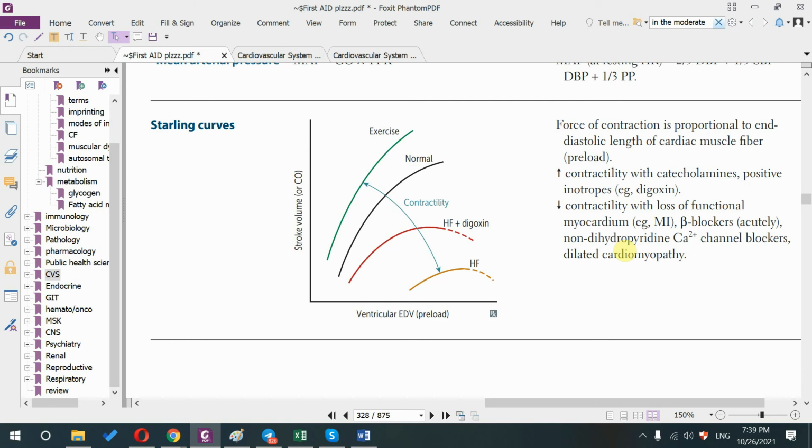And also with digoxin and how it inhibits the channel and increases the contractility due to the increased calcium inside of the cell. On the other hand, the decrease in the contractility with loss of function of the myocardium can be in case of MI. Well, does infarcted tissue contract?